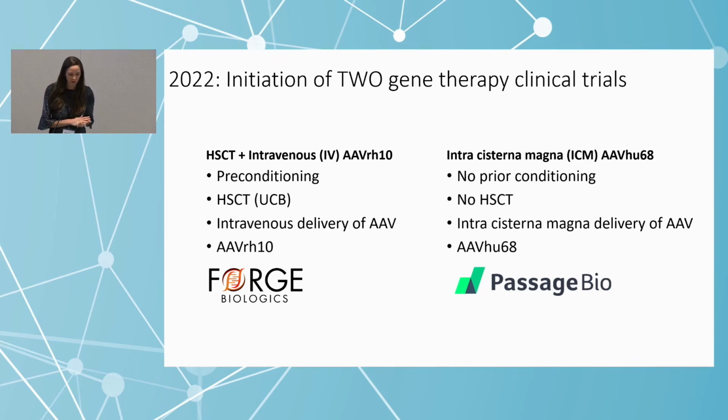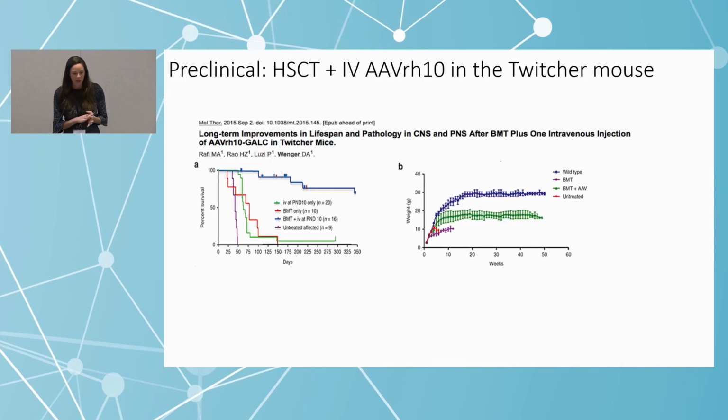The second ongoing clinical trial, it's also recruiting, is an intracisterna magna delivery of AAV-HU68. So this is a novel AAV capsid that's very similar to AAV9. With this study, there's no prior conditioning or transplantation, and it's given in the cisterna magna, and the serotype is AAV-HU68. So just very briefly, since I think Krabbe is kind of unique in that we've had this really recent success, I'll just show you a little bit about how we got there from the bench to the bedside.